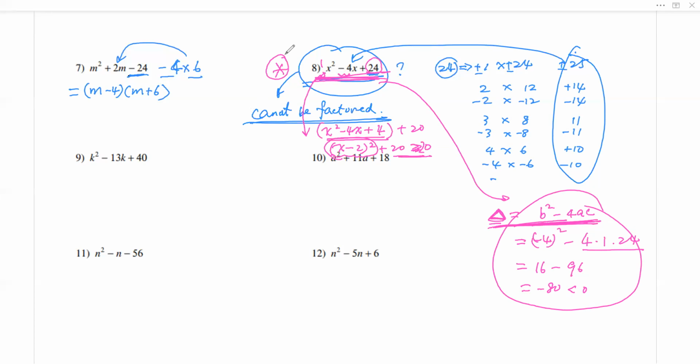Okay. Did you guys ever get an answer for factoring this one in your homework? No. No. Yeah, so this one cannot be factored. All right, let's see this one.